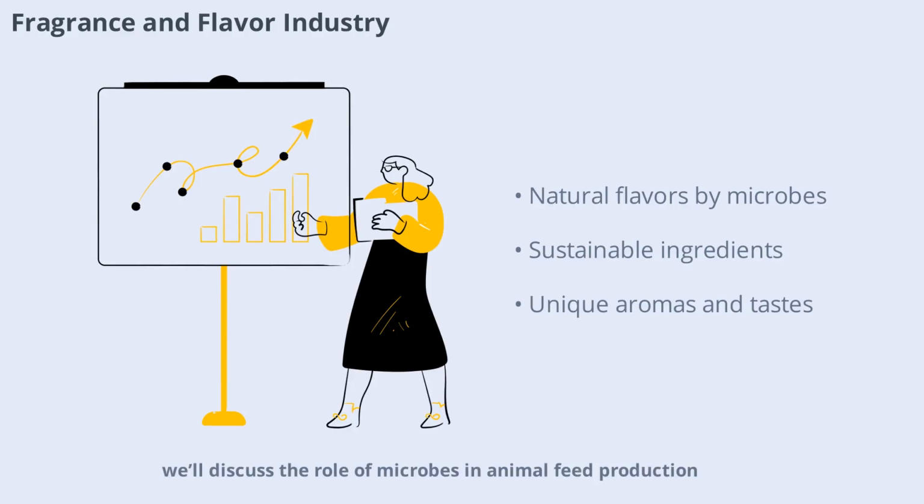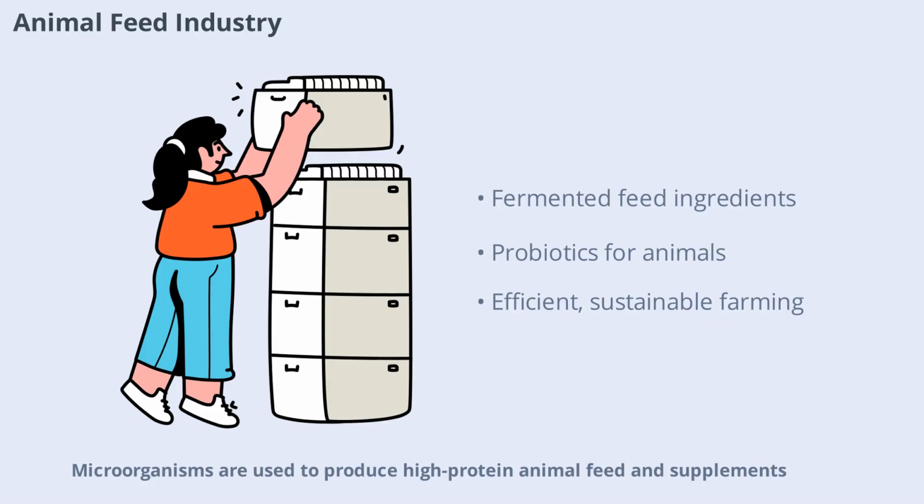Next, we'll discuss the role of microbes in animal feed production. Microorganisms are used to produce high-protein animal feed and supplements. Fermentation processes convert agricultural byproducts into nutritious feed ingredients. Probiotics are also added to animal diets to improve gut health and growth. Microbiology is helping to make animal agriculture more efficient and sustainable.